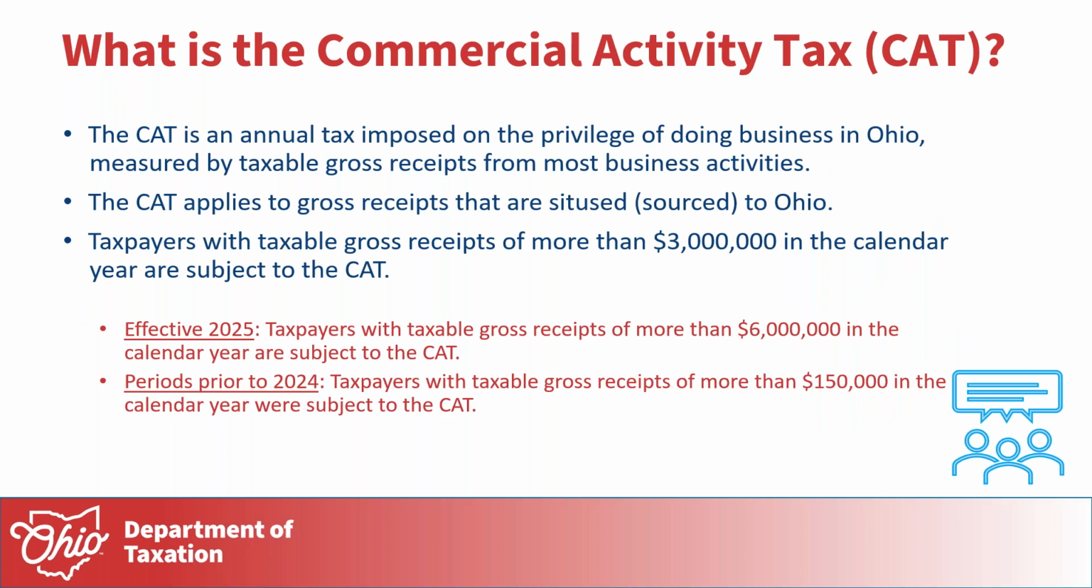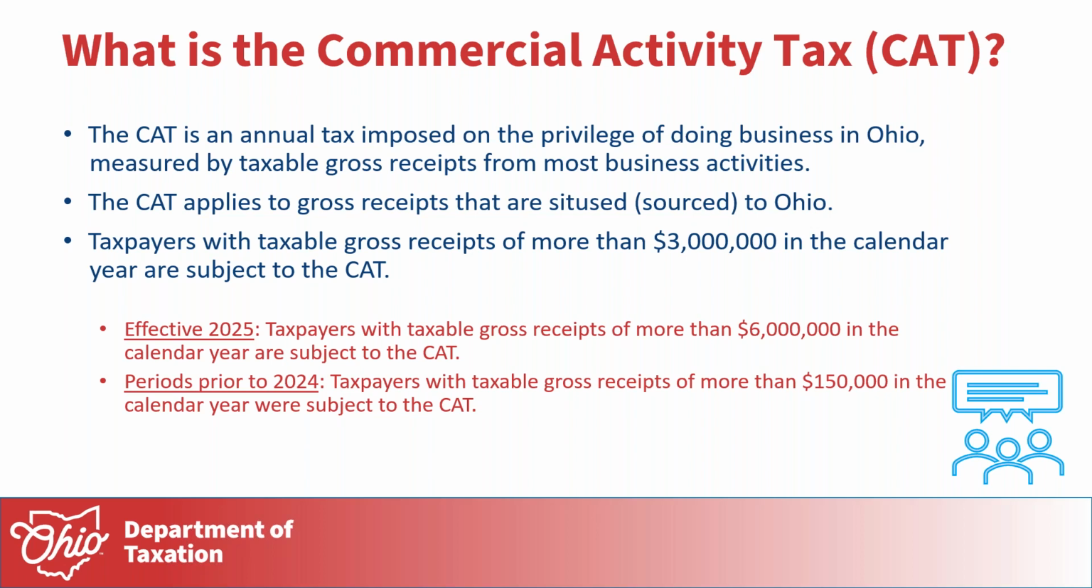So first, let's talk about what commercial activity tax is. So the CAT is an annual tax imposed on the privilege of doing business in Ohio. We do measure this by taxable gross receipts from most business activities. The CAT applies to gross receipts that are sitused or sourced to just Ohio, so not other states, just what's sourced here to Ohio. And taxpayers with taxable gross receipts of more than $3 million in the calendar year are currently subject to the CAT.